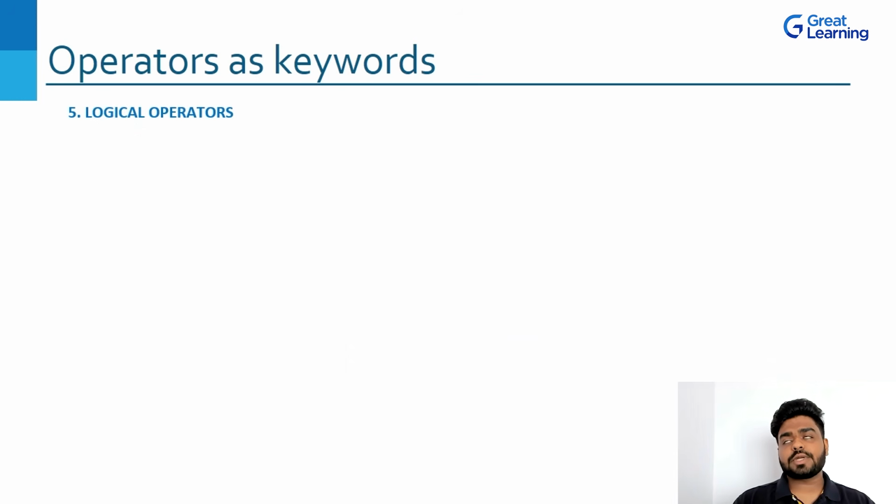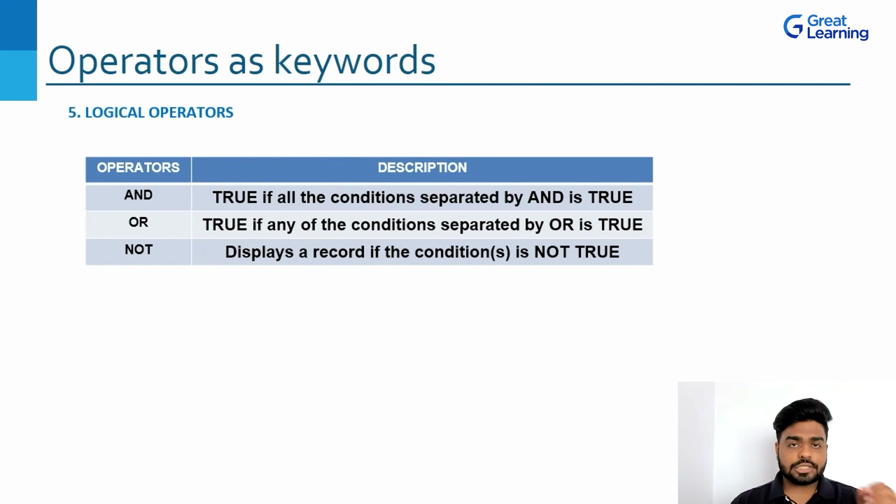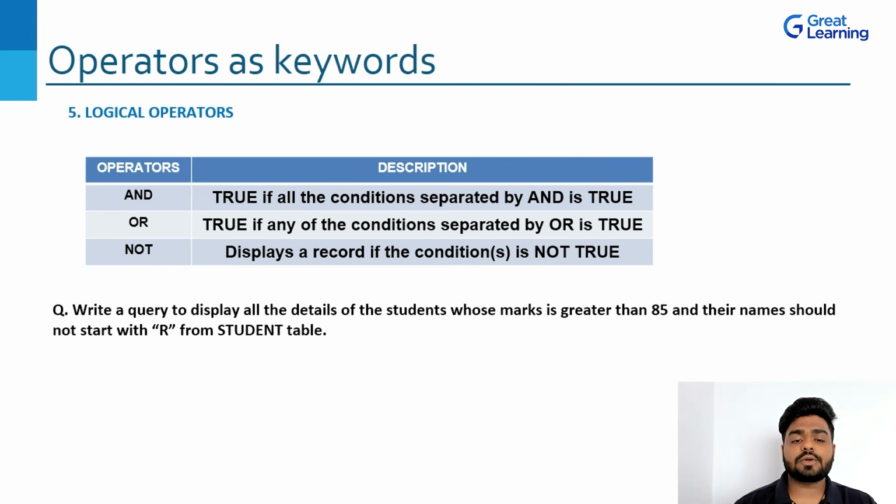Now, the next one is logical operators. We already know that in many programming languages we have AND, OR, and NOT. We also have these logical operators here in Oracle and SQL. Write a query to display all the details of the student whose marks are greater than 85. Now understand that this is one part of the question. And their names should not start with R, from the student table.